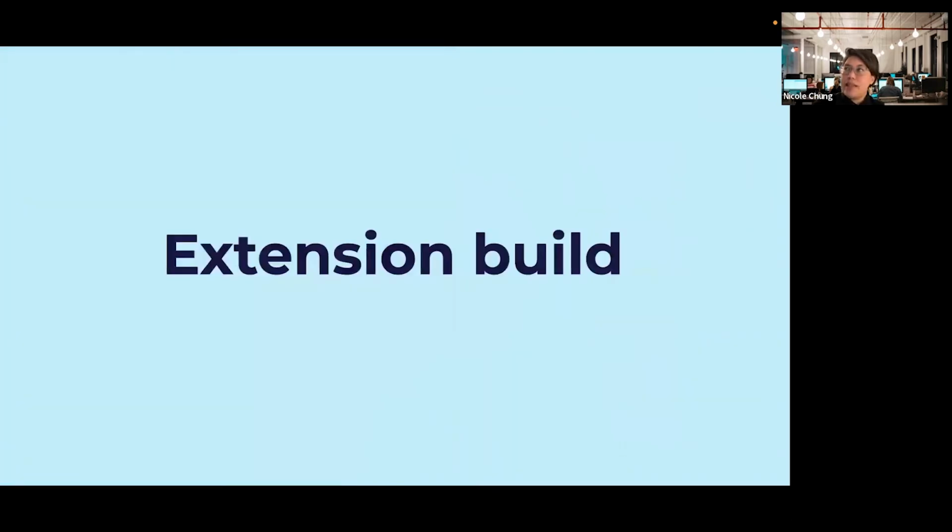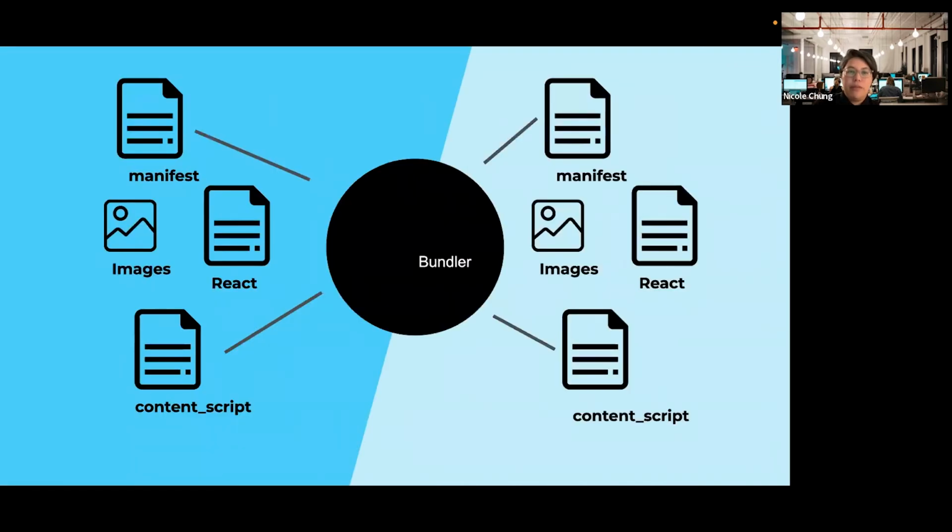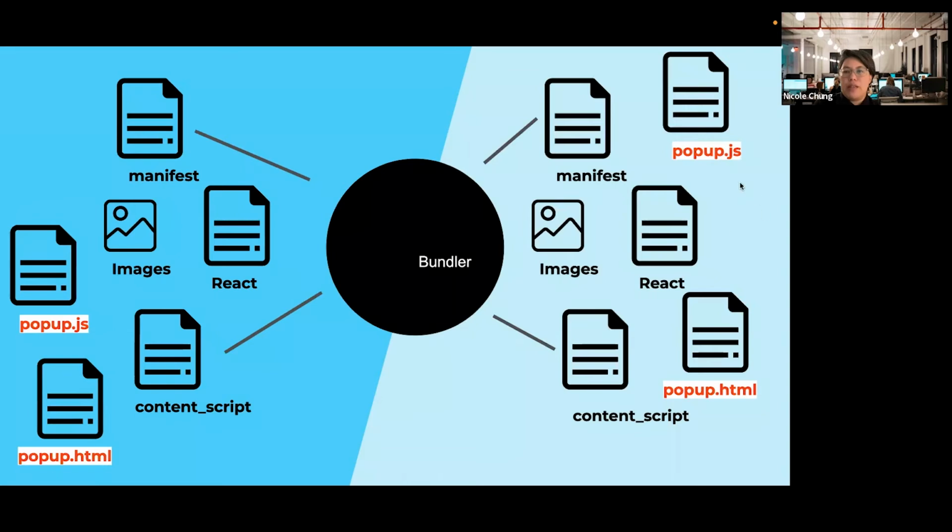But an extension build is a little more complicated, so you have to use slightly different tooling. For an extension, you have a manifest, and then you have React, images, and your content script. And it needs to output a manifest, your images, React, and a content script. But if you add in a pop-up, then it also needs to export that in the build. And that is not fun unless you use special tools, because otherwise in Vite or Webpack you're just going to be adding more and more entry files and more output files all the time.